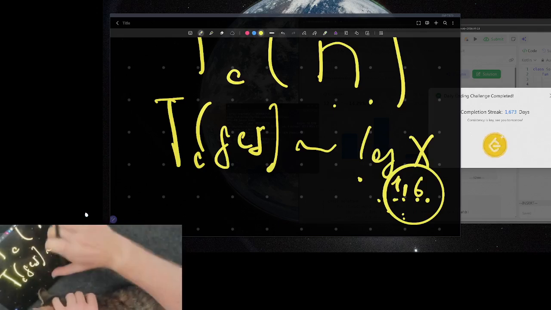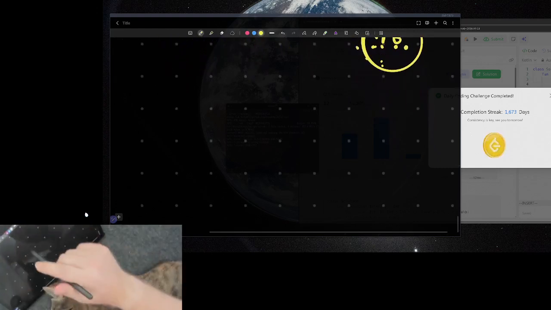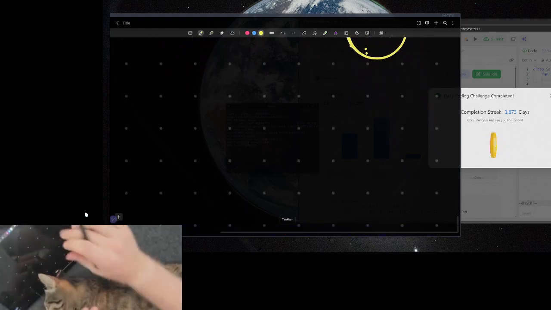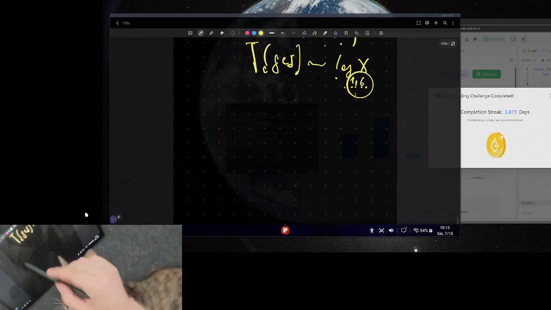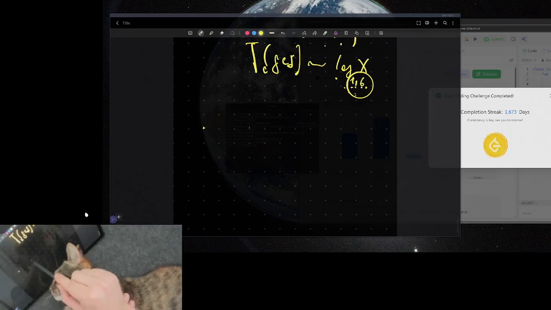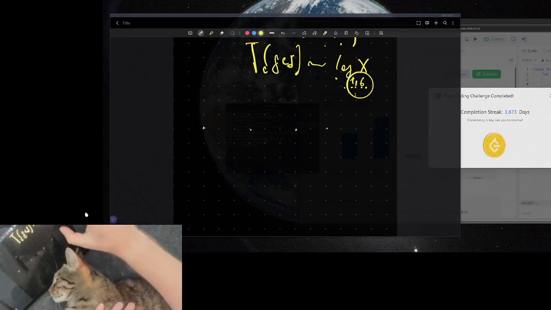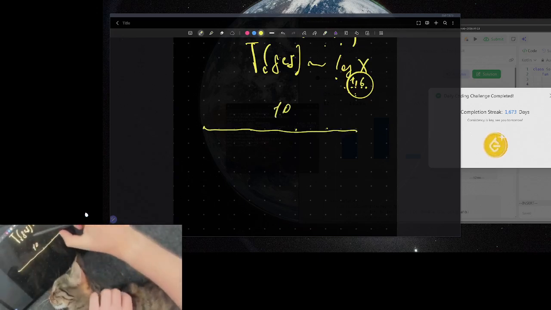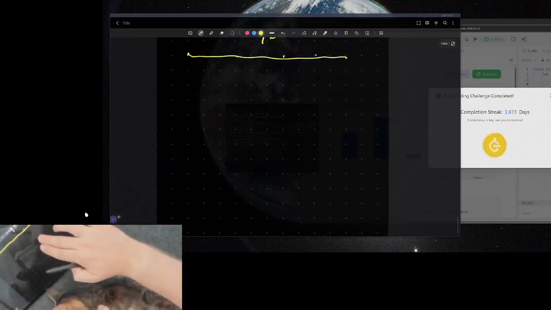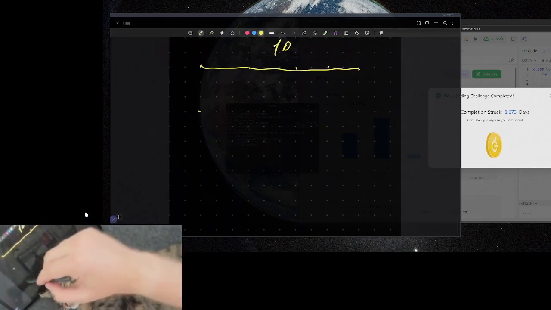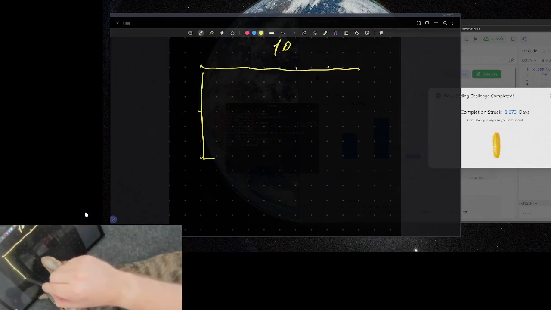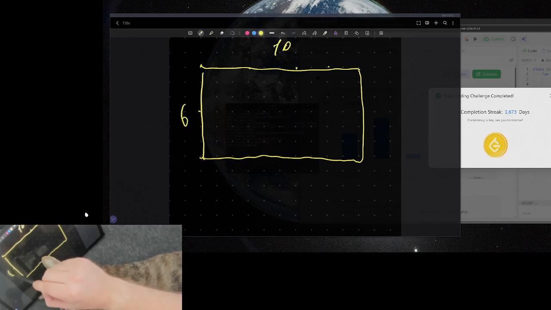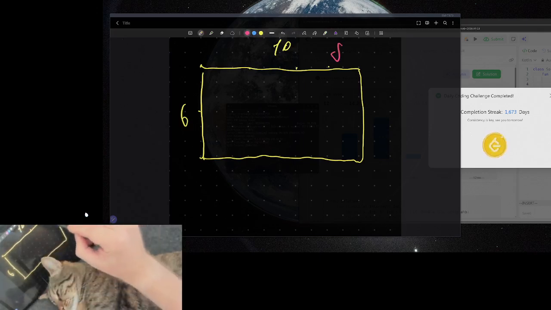I can show you in another example, like 6 and 10. Let's define. So we have 10. This is 10: 3 plus 3 plus 2 plus 2. Okay, and then we go with 6 plus 3. So, GCD of 10 and 6.